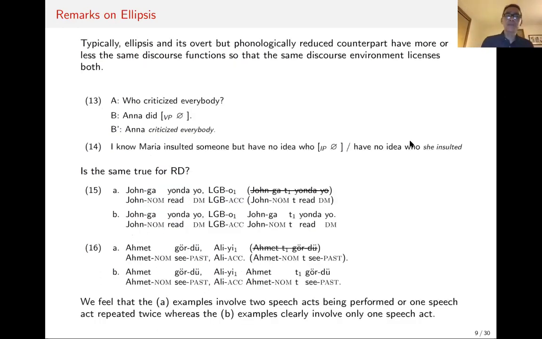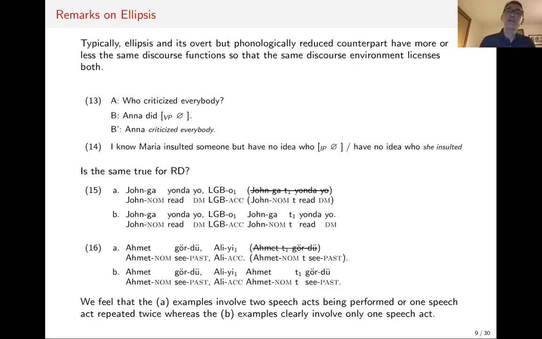Another thing about ellipsis is that, with the only exception that I'm aware of, comparative deletion, ellipsis is optional. The ellipsis always has a phonologically overt counterpart, usually reduced prosodically. The ellipsis and its phonologically reduced overt counterpart have more or less the same discourse function, so the same discourse environment licenses both without really changing the meaning. That's the whole point of ellipsis versus repeated structure.